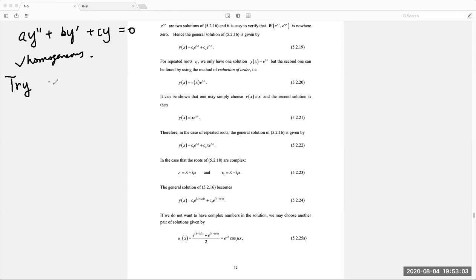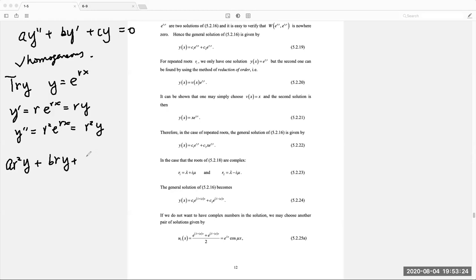So let's try y equal to e^(rx). So y prime equal to r e^(rx) and y double prime equal to r squared e^(rx). So when you substitute in the formula, the second step I can do is cancel out the y. Now, why you can cancel out the y? Because e^(rx) will never be equal to 0.